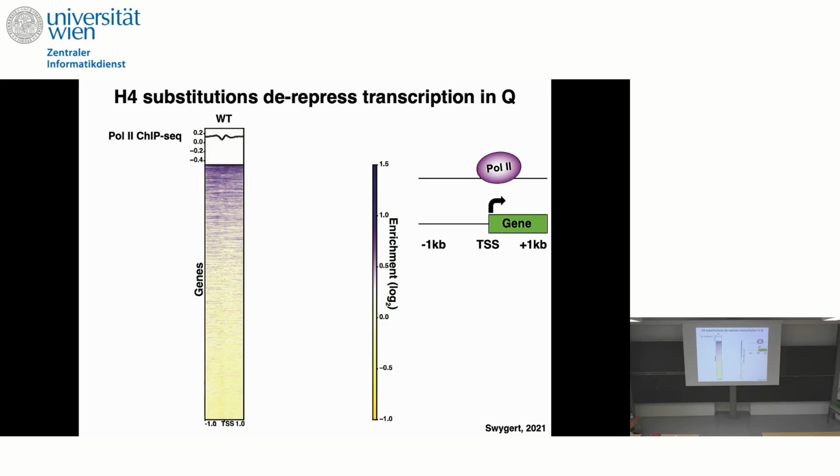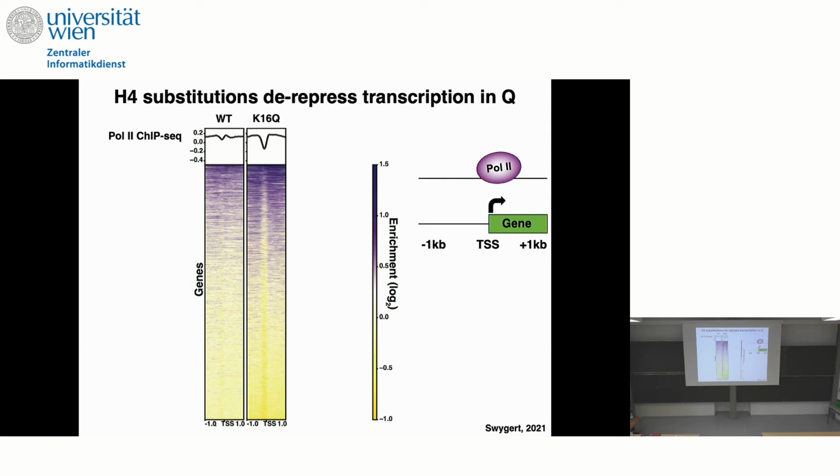All right, so we then looked at transcription in these different H4 mutants. Here we're looking at Pol2 ChIP-seq data, and in case you're not familiar with these heat maps, each line represents a single gene, oriented with the transcription start sites in the middle, and we're looking plus or minus 1 kb on either side. We're looking at all genes in the yeast genome, and purple indicates there's transcription. In wild-type cells, we don't have a lot of transcription, because they're quiescent cells.